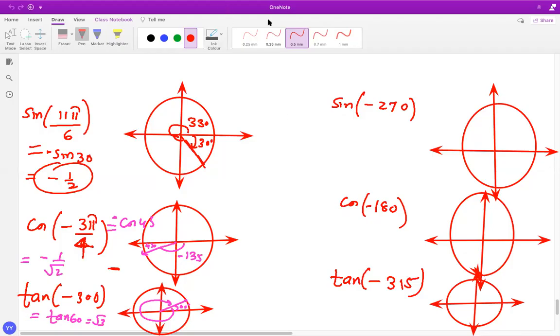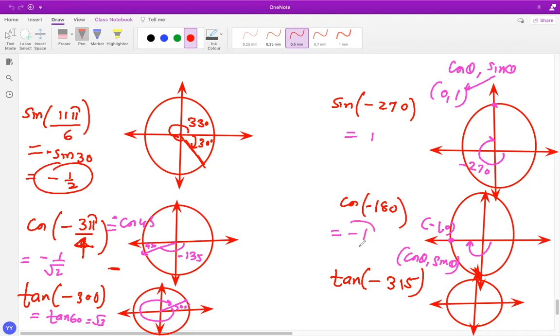Now, sine of minus 270 is actually this angle, which is negative 270. So when you find sine of negative 270, this coordinate is 0, 1. And you know the coordinates are cos theta, sine theta. So you can just take the value, which is 1. Similarly, negative 180 is this angle where the coordinate is negative 1, 0. The coordinate is cos theta, sine theta. So cos of this angle is actually negative 1. So this is the answer.